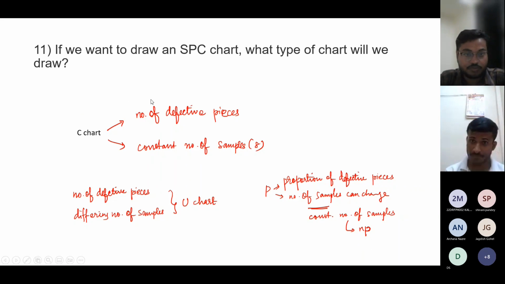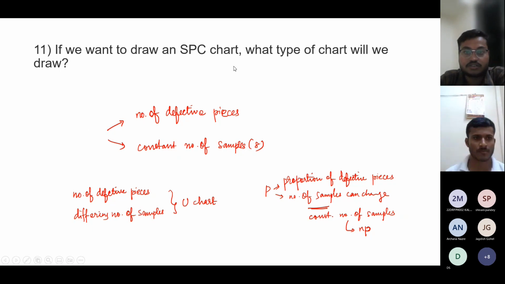If we had been calculating the number of defective pieces but with differing numbers of samples, so one week we took out 8 samples, another week 10 samples and so on, then it would have been a U chart. For a P chart, we take out differing numbers of samples every week, but we calculate the proportion of defective pieces, not the number of defective pieces. And for an NP chart, we also calculate the proportion of defective pieces, but we have a constant number of samples each week.